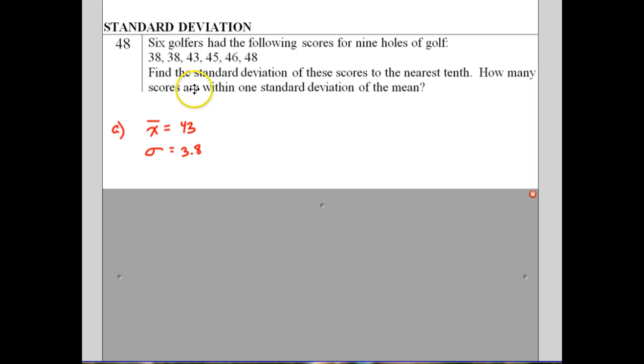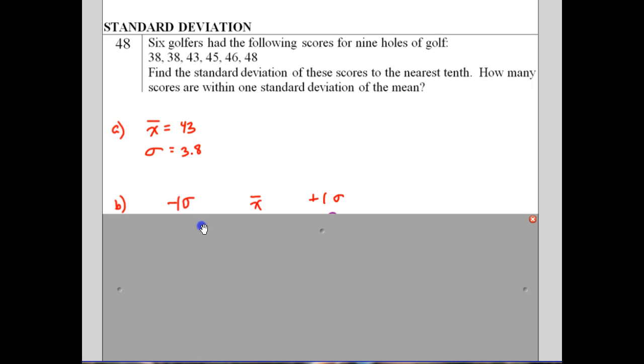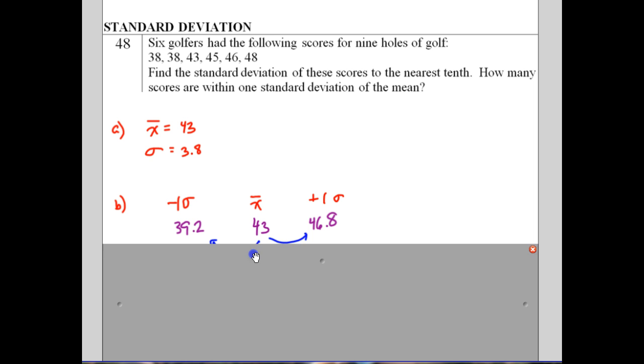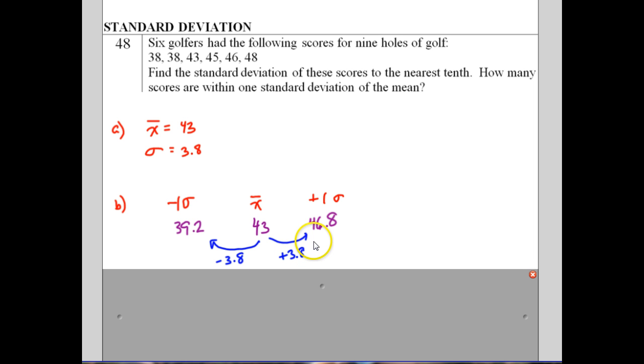Second part is, how many scores are within one standard deviation of the mean? So just like in the normal curve question, we're going to do a layout, but there's no normal curve here, so don't draw the bell curve. Just make a layout like this. One standard deviation to the right of the mean, one to the left. Put your mean in the middle, and then add 3.8 and subtract 3.8 to get the values that are one above and one below the mean.